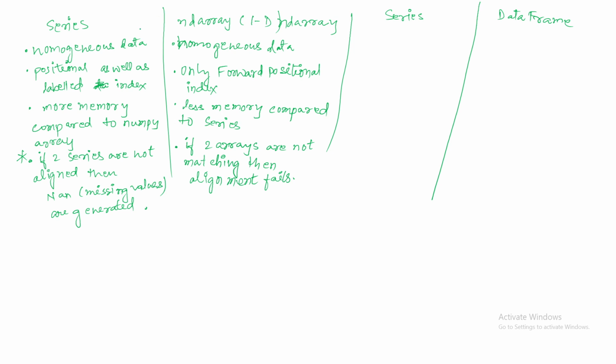First, write the series: 1D data structure. Data frame is a 2D data structure. Which one? Data frame, double dimension. Why? Because rows and columns are available here. Clear? Here only one column it will accept. Here multiple columns with rows it will accept.